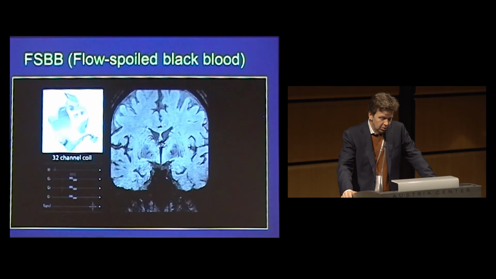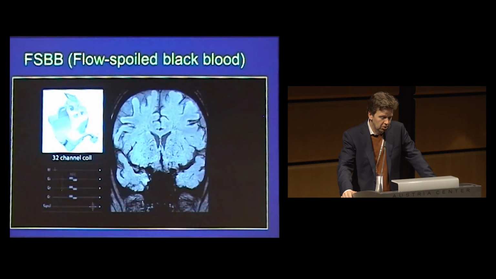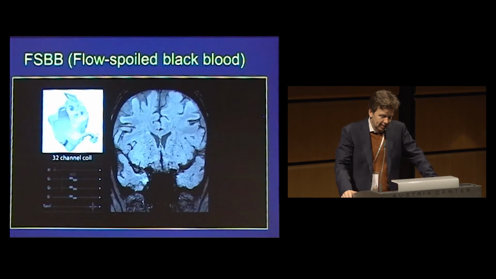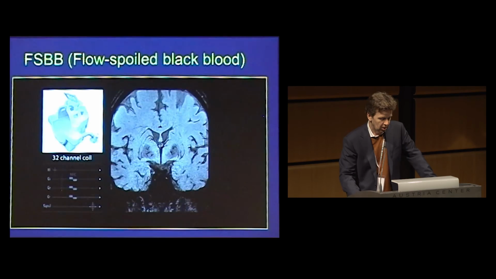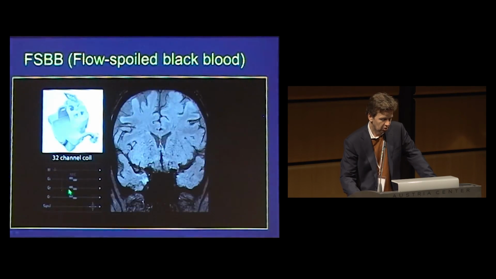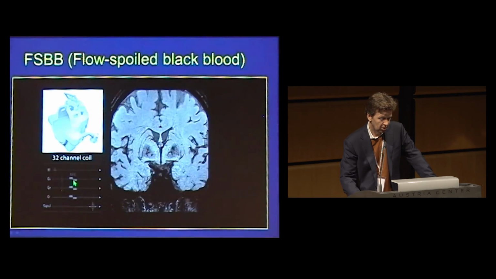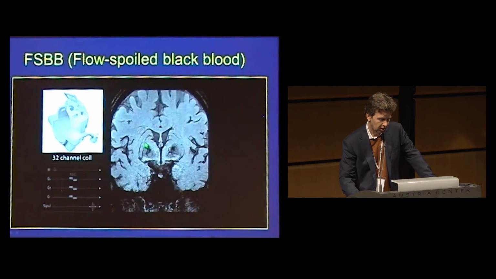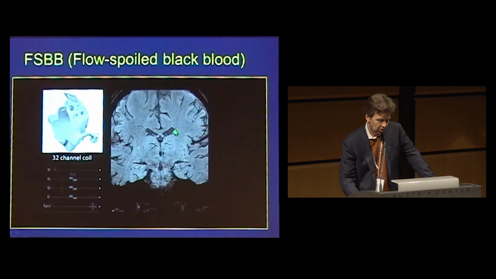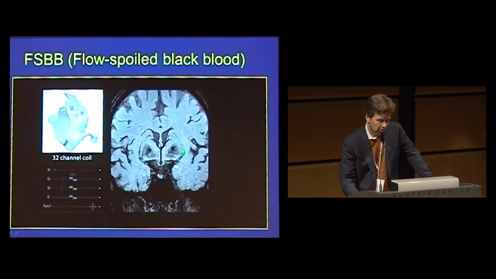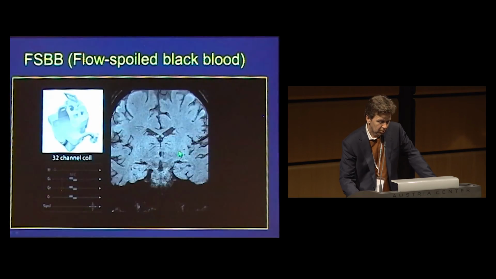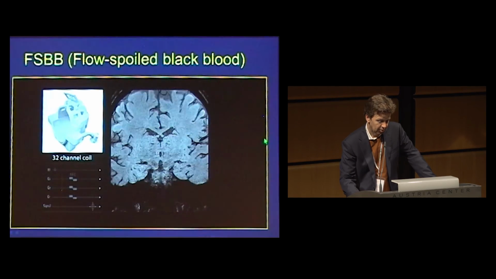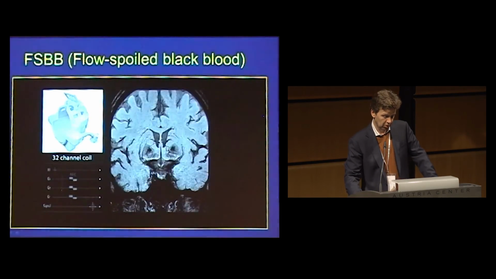Another very unique sequence for the Toshiba system is the so-called FSBB, flow spoiled black blood sequence, which is a sequence that has some angio effects, but also has additional gradients to dephase signal in slow-flowing vessels. You can very nicely appreciate the veins, like in an SWI, but also the arteries. And in this movie, you can see the lenticulostriate arteries filling out very nicely, something that you wouldn't see on a normal MRA, of course.